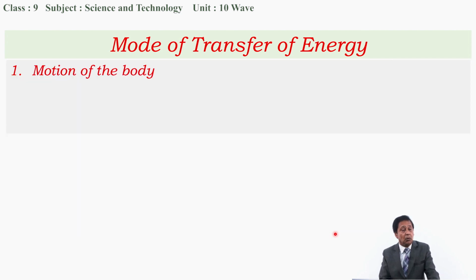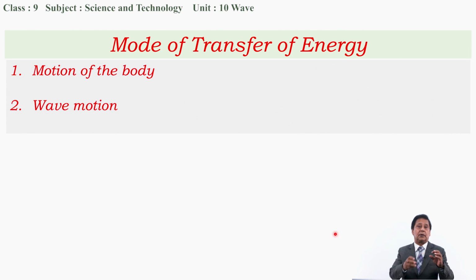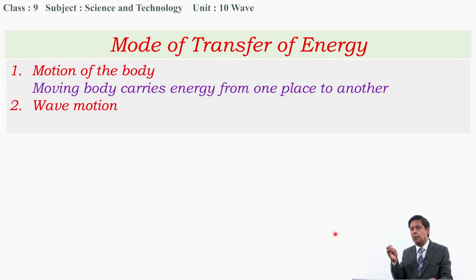One is motion of the body. Energy can be transmitted from one place to another place by the real motion of the body, and energy can be transmitted from one place to another place by wave motion also. Real motion of the body means if a body is thrown or if a body is moving from one place to another place, it carries energy from one place to another place.